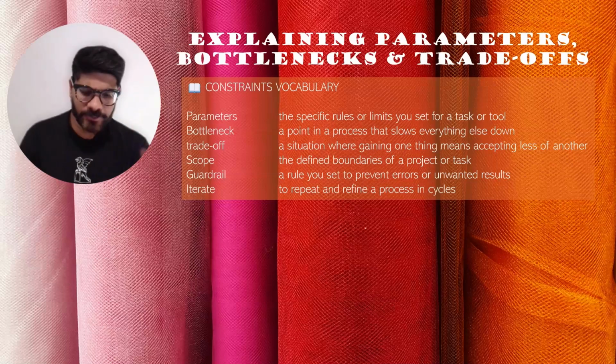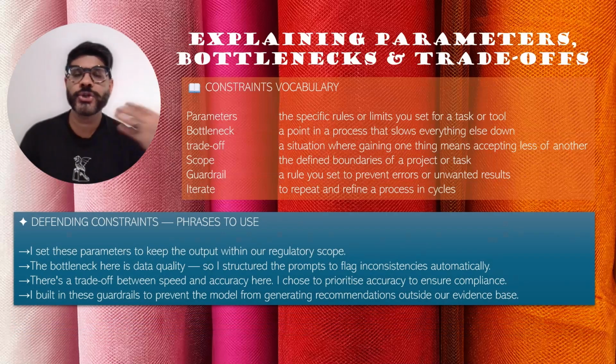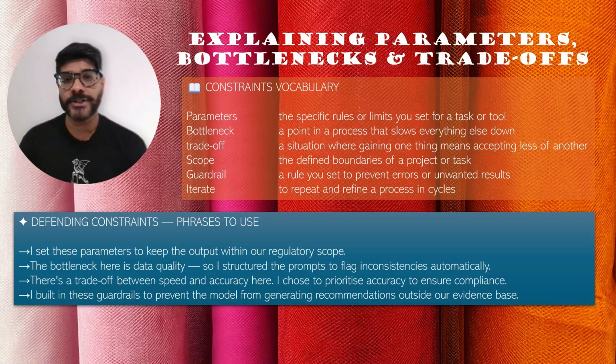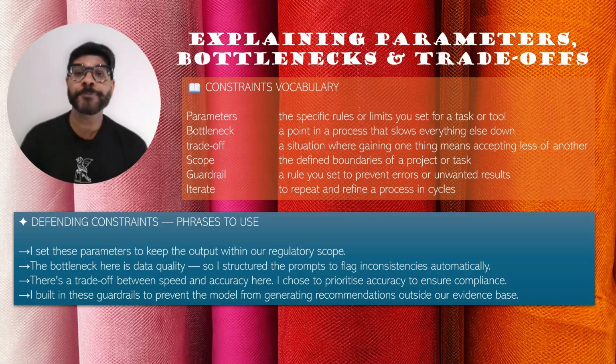So, defending the constraints, use these phrases. I set these parameters to keep the output within our regulatory scope. The bottleneck here is the data quality, so I structured the prompts to flag inconsistencies automatically. There's a trade-off between speed and accuracy. I chose to prioritize accuracy to ensure compliance. And the last one, I built in these guardrails to prevent the model from generating recommendations outside our evidence base.